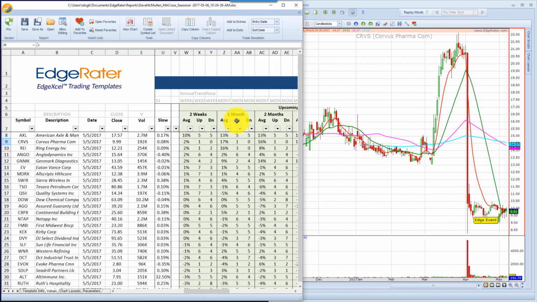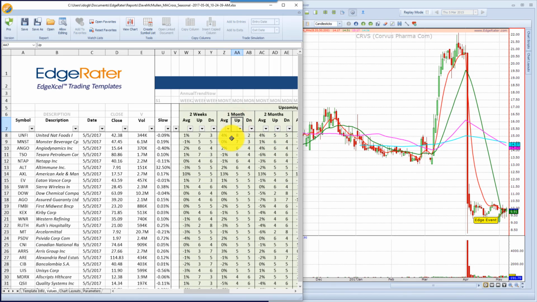So it's saying what over the past 10 years has been good for the upcoming 30 days. I'm going to sort by the up column. So this will bring to the top of the list things that actually have good seasonality. Nothing really stands out here as being majorly good seasonality wise.